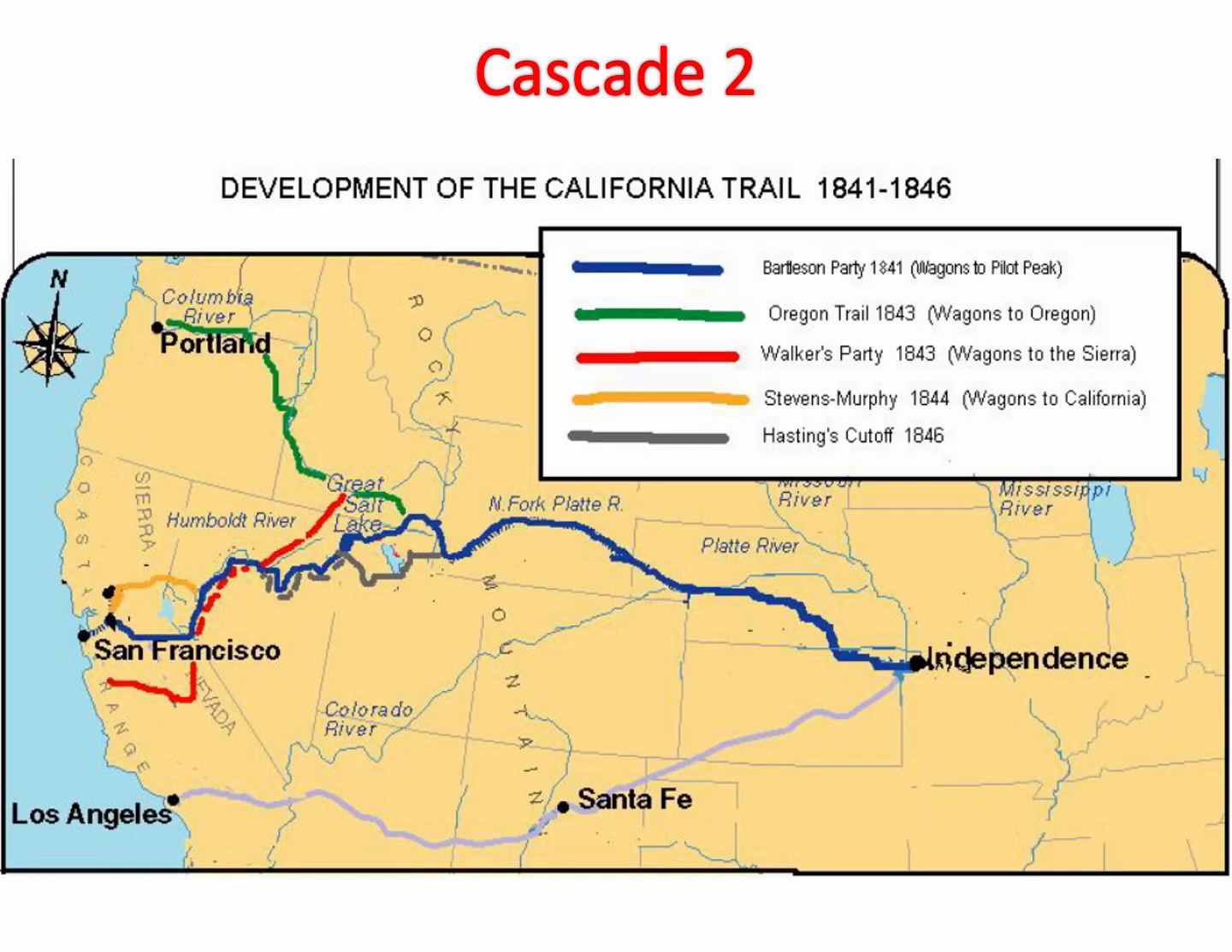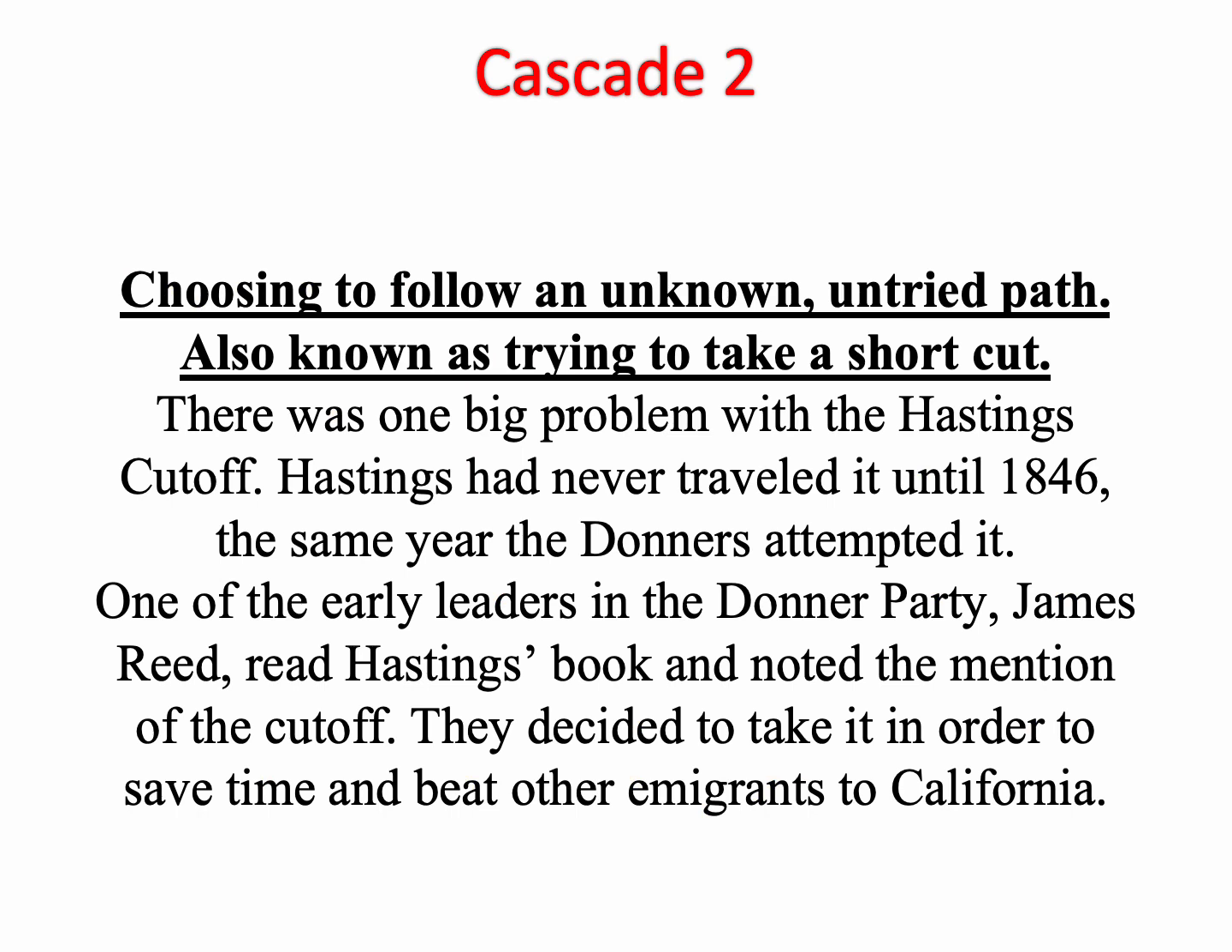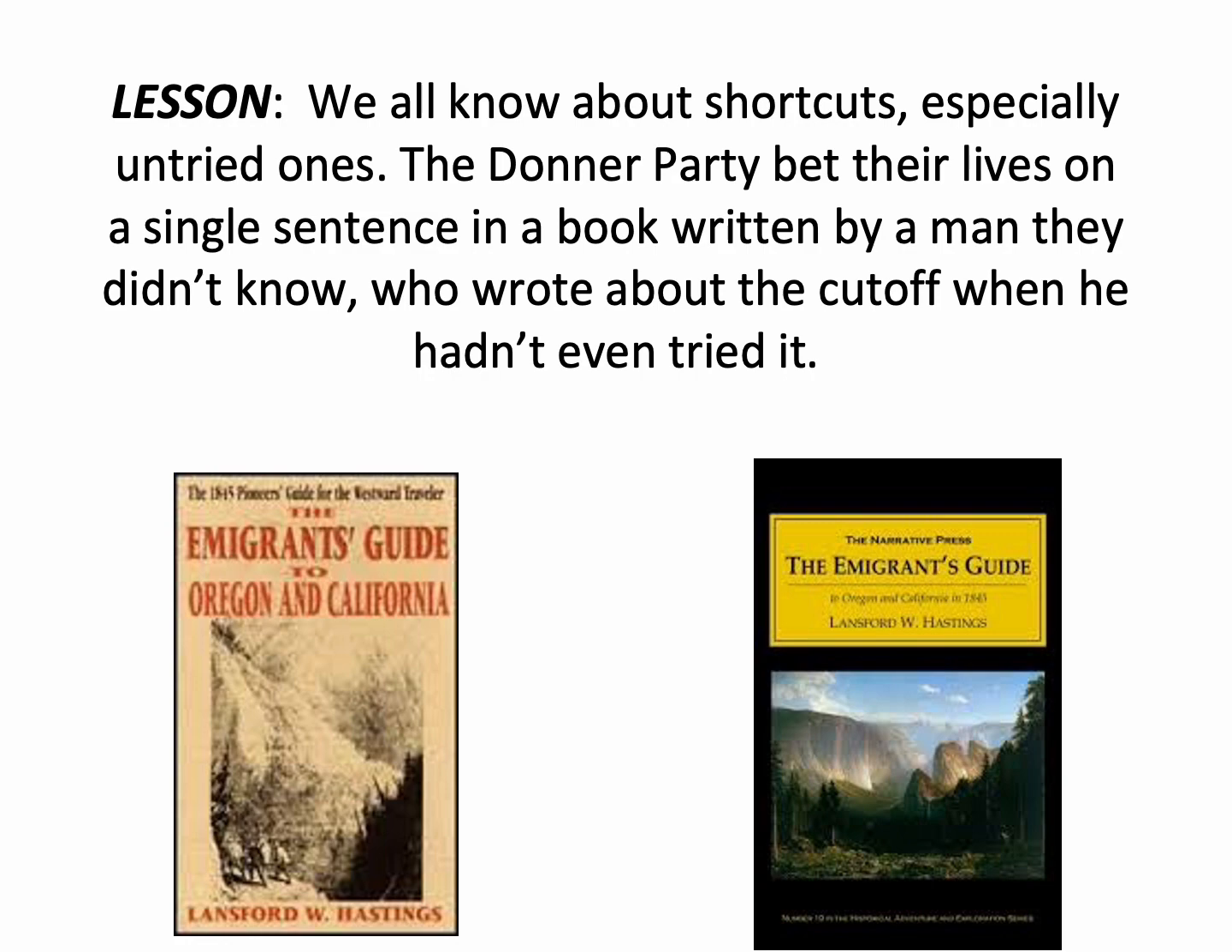If we look at this, the Hastings cutoff is that little gray spot that goes below the Great Salt Lake through the Wasatch and down below instead of looping north and around. You either went up north to the Oregon Trail or south. Notice all the California ones cross the Sierras in the same place. That was just stupid. Hastings had never even traveled it when he wrote it in that book, okay? Someone in the party, James Reed, read it and noted the mention of the cutoff, and they decided to take it. I actually got the book and read it, and it's just one sentence, okay?